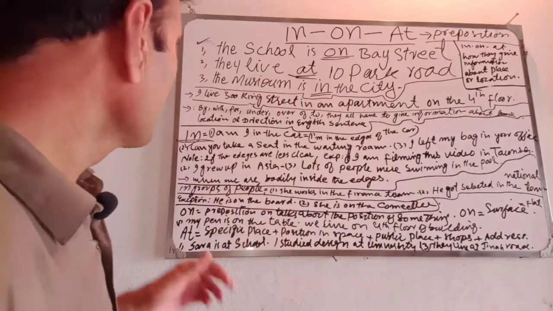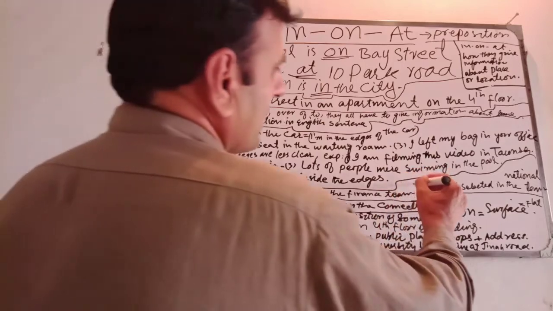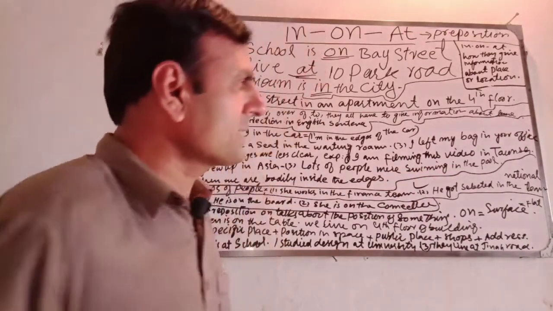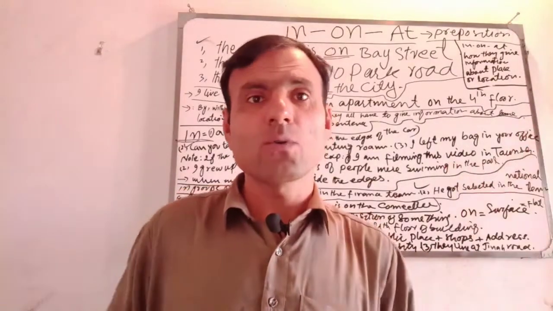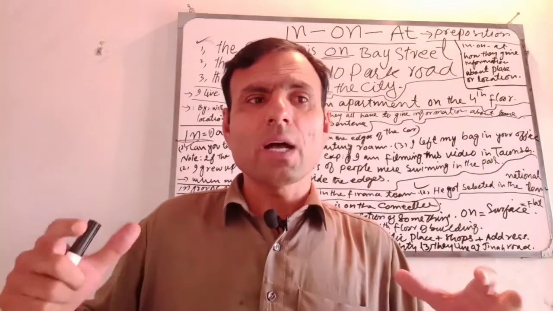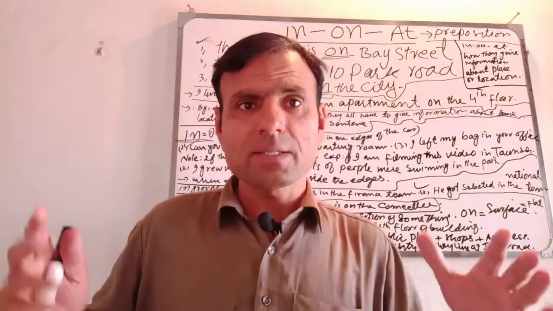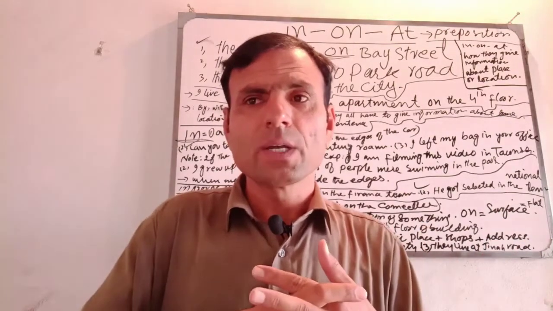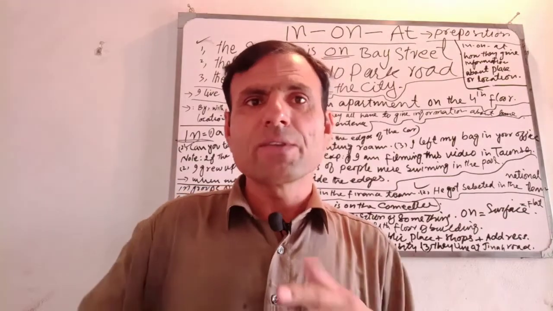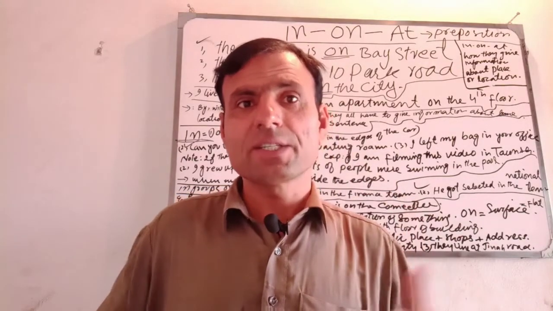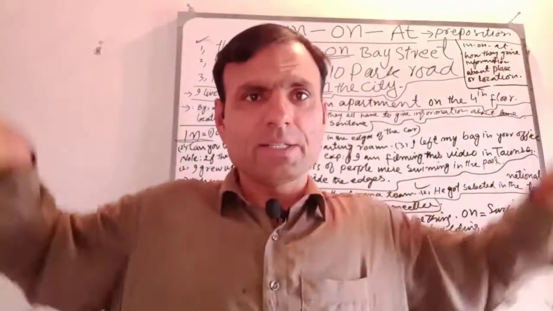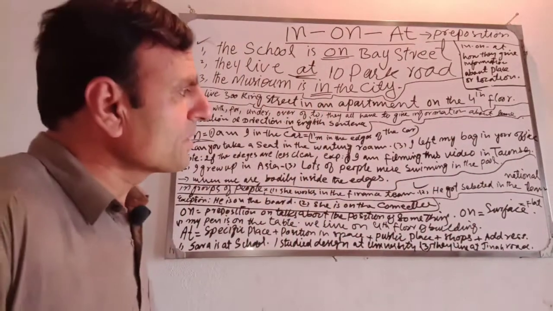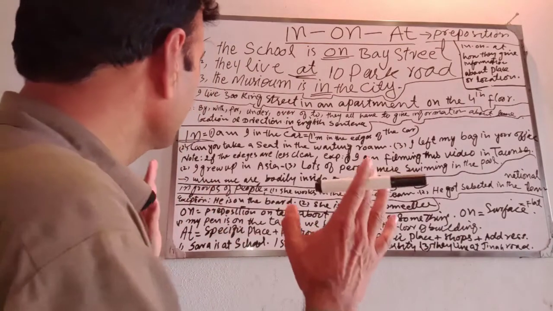One other example: he got selected in the national team. Now, a national team is a bunch of people, a group of people. If there are 12 players on a team and you are one of them, you are inside the team. The team is your edges. You are working in a team. So these are two separate things.